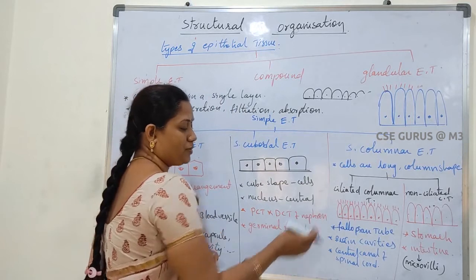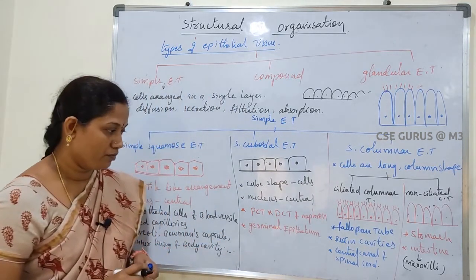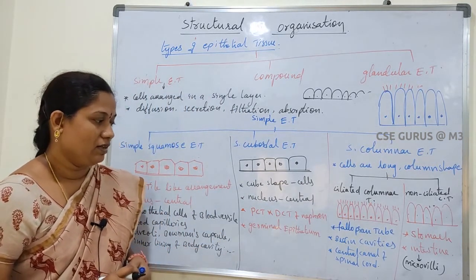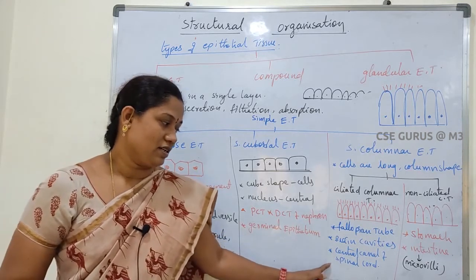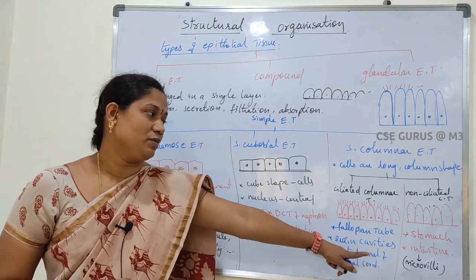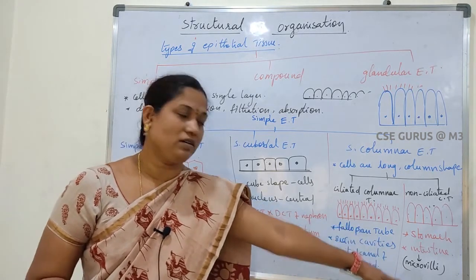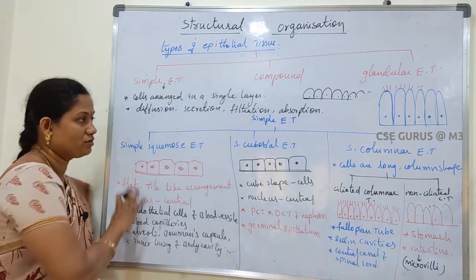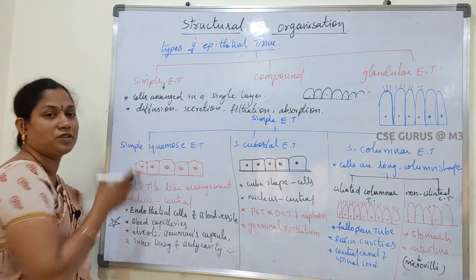Ciliated columnar tissue is present in the fallopian tube, brain cavities and central canal of spinal cord. Non-ciliated epithelial tissue is present in the stomach and intestine. Okay, so this is simple epithelial tissue.